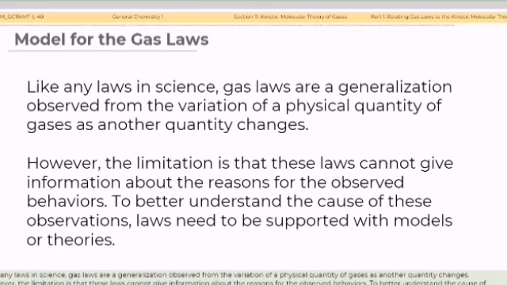Like any laws in science, gas laws are generalizations observed from the variation of a physical quantity of gases as another quantity changes. However, the limitation is that these laws cannot give information about the reasons for the observed behaviors. To better understand the cause of these observations, the laws need to be supported with models or theory.